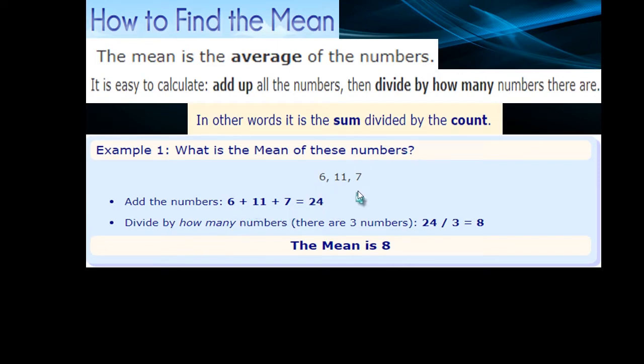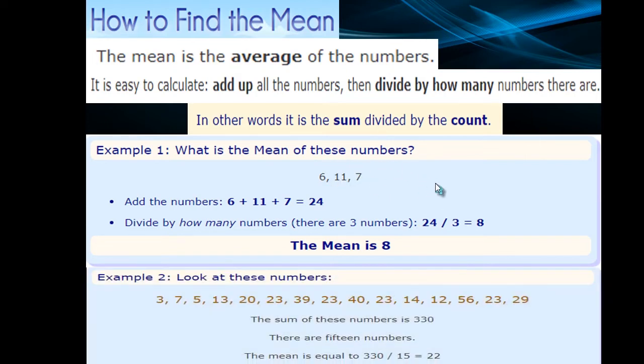First of all, you have to just add them and then divide by the total number of digits. So here you can clearly see that the addition is 24, and then if you divide it by 3, as we can see we have 3 digits, 3 numbers in the list, so we will divide it by 3. So our answer is 8. Now you can see another example, where you have a list of numbers. Similarly, you can find the mean by simply adding them and then dividing by the count.